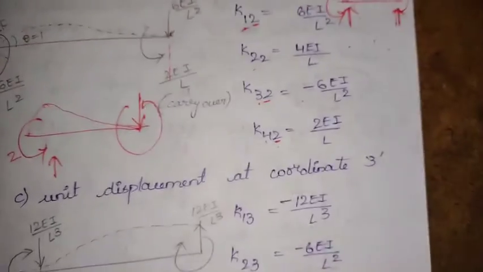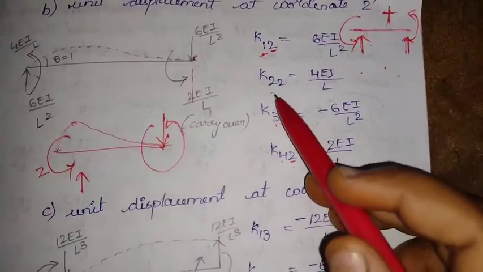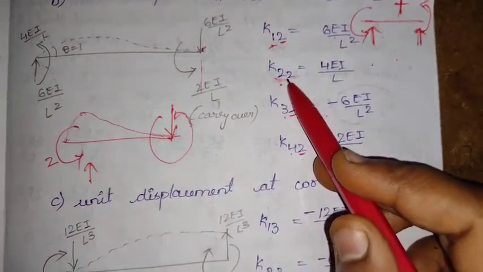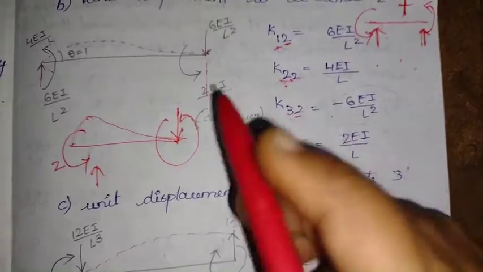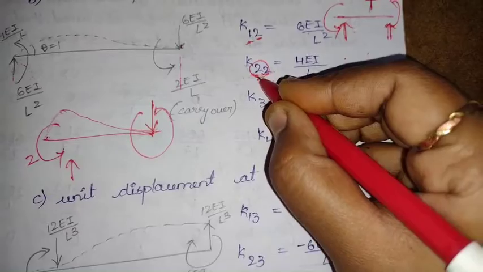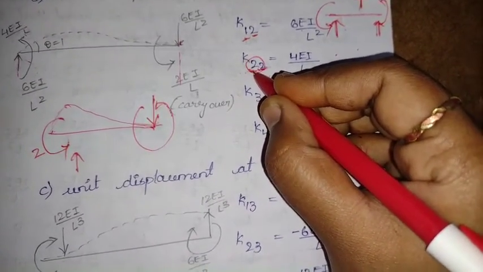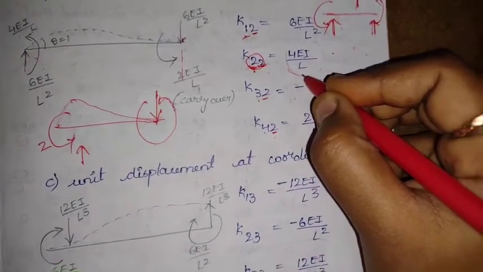Okay, coming to K12 and K32, we are done. Coming to K22, both are moments. Whenever both are moments, remember, whenever these two are the same, we are applying the unit displacement at that point and seeing the force at that point. So it is 4EI by L.